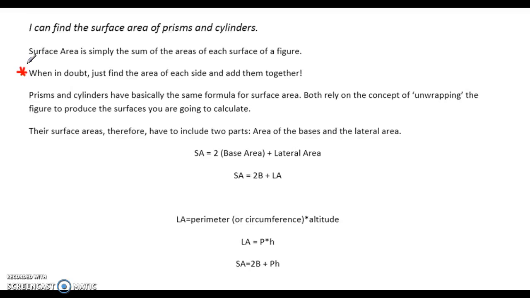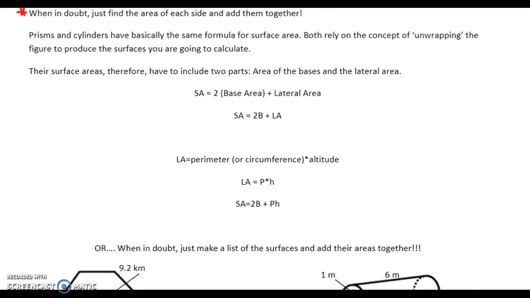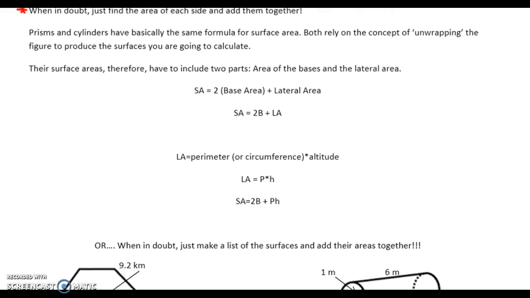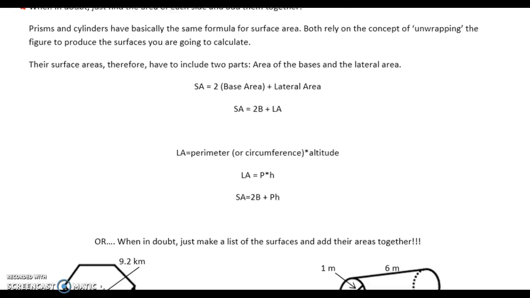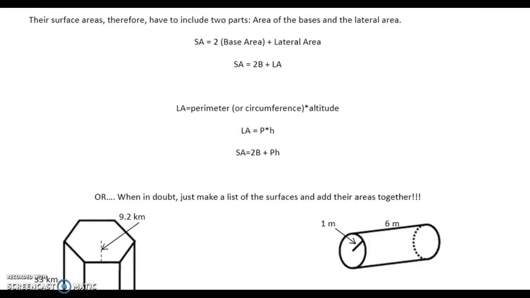Prisms and cylinders basically have the same formula for surface area because both rely on the concept of unwrapping the figure to produce the surfaces you're going to calculate. Their surface area always includes 2 parts, the area of the bases and the lateral area. The lateral area is the area that would be like the label on a soup can. So the formula for surface area is 2 times the base area plus the lateral area. Whenever I use a capital letter in geometry, that means I need to do more work to find that value. So capital B means I need to do work to find the area of the base, and capital LA means I have to do more work to find the lateral area.